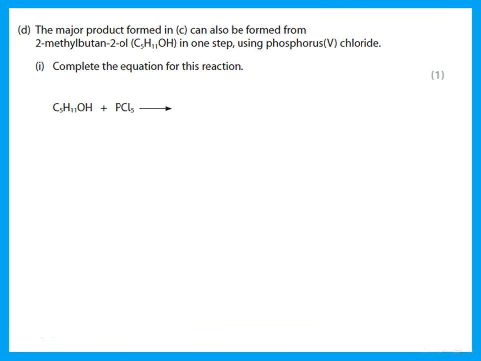Then he says the major product formed can also be formed from 2-methyl-butane-2-ol in one step using phosphorus pentachloride. So if I put the alcohol with the PCl5, what happens is we remove the OH and put a Cl. The other products are POCl3 and HCl. So this would be my equation, and actually it is balanced.